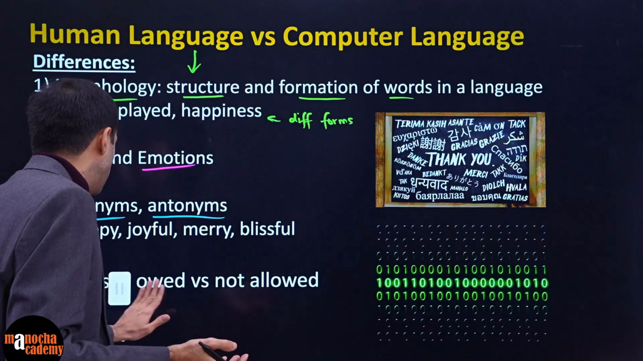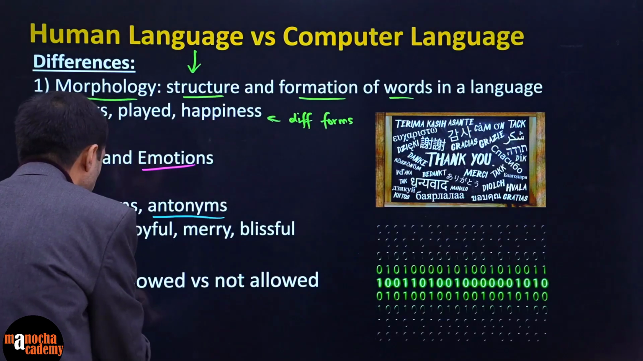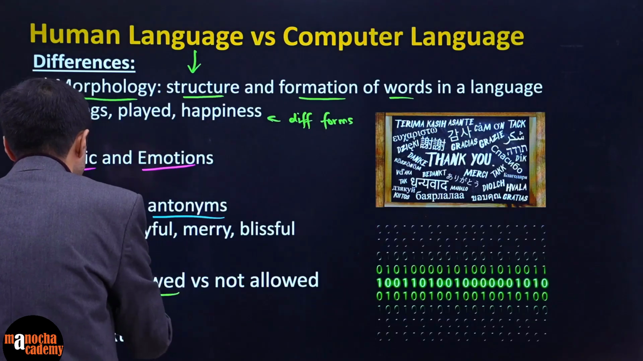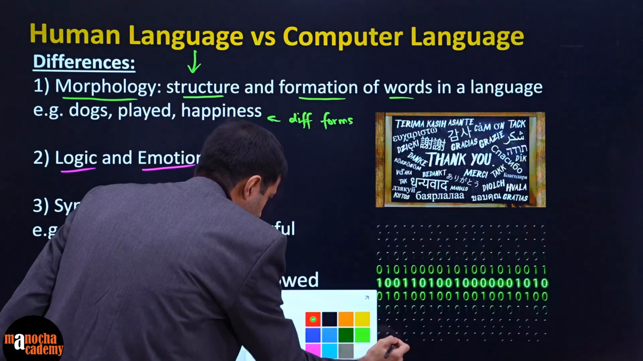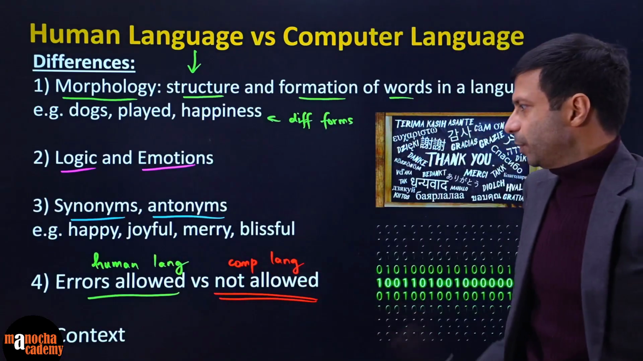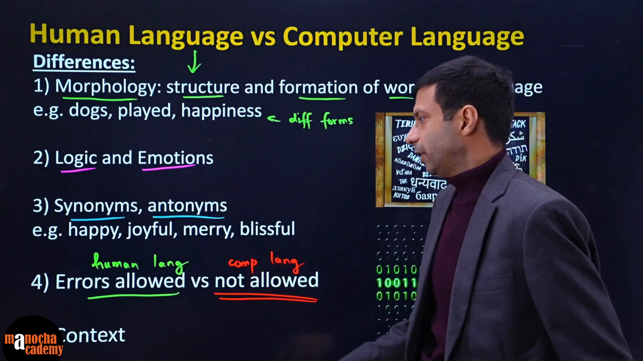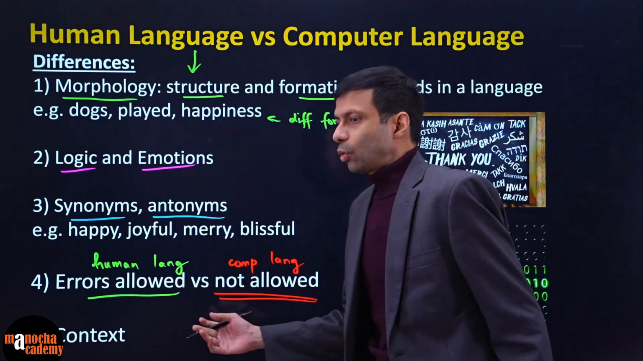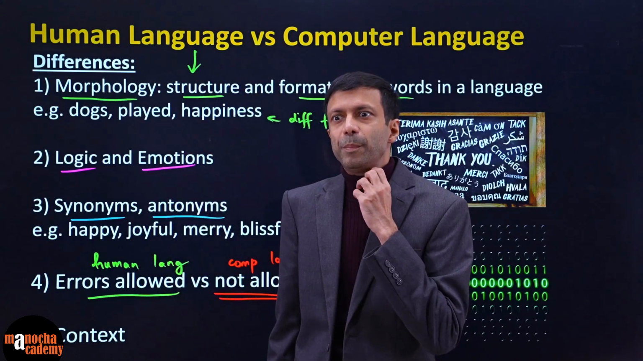Okay, so errors are allowed in a human language. It is more forgiving, but in computer language, absolutely not allowed. Okay, so all this simple stuff makes sense. And then there is the context, right? So what does the word context mean to you guys? So context means words having a different meaning, right?